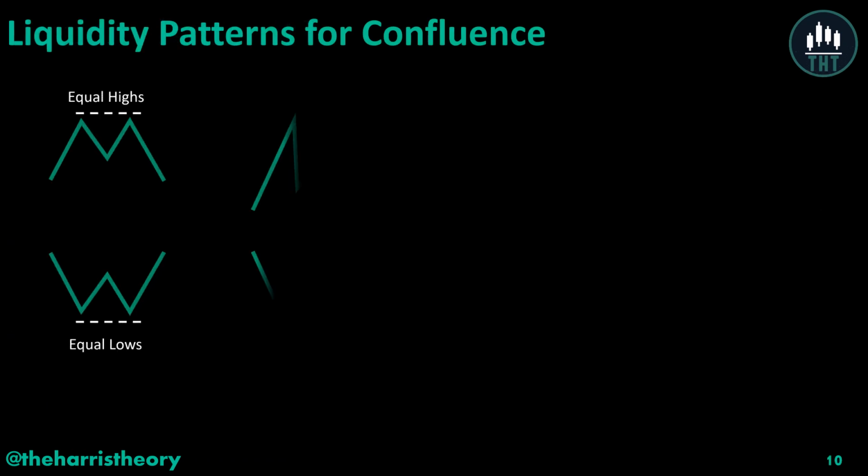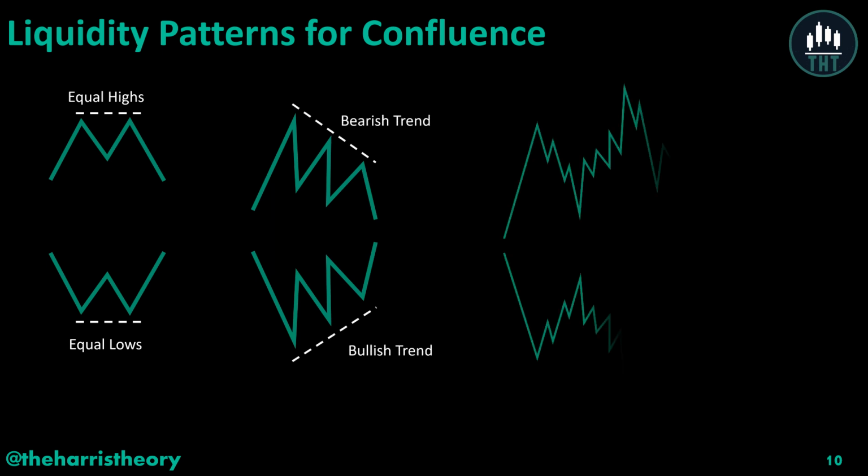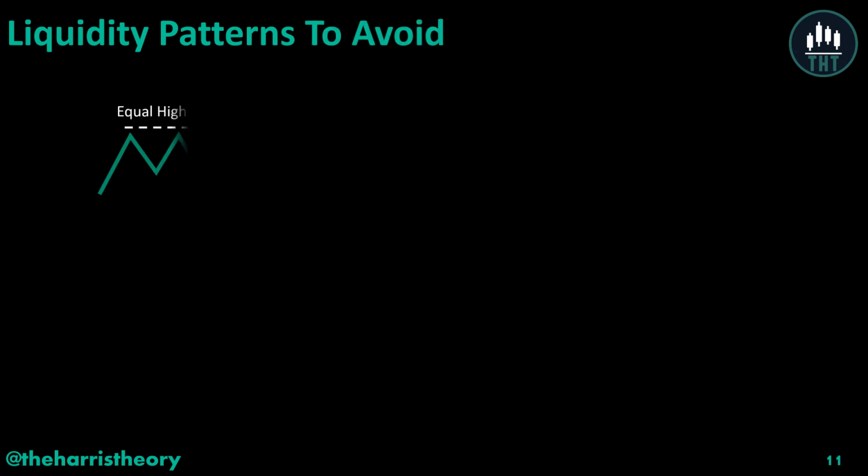Liquidity patterns for Confluence. In order to provide a visual to the theory of the various liquidity types, I've provided some markups below for your information. Take some time to learn these and see if you can identify them on a real chart. Tip: use the wicks. We can typically look for a minimum of 2 to 3 touches, subject to the pattern you use. Liquidity patterns to avoid.